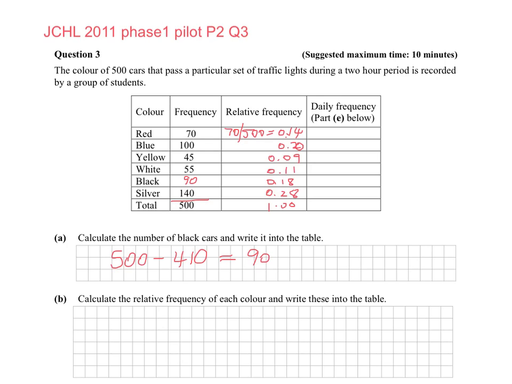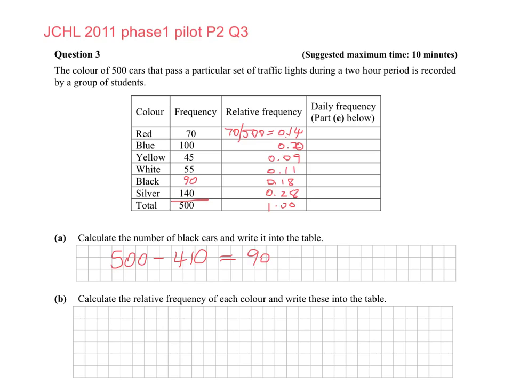Part D, what's the probability the next car passing the lights will be red? Well, we're working on our relative frequencies. We're using the data we've got. We can assume red is 0.14, 14%. That's the probability of a red passing the lights. So 0.14, or you might want to write 7 over 50 as well. That's in a fractional form.